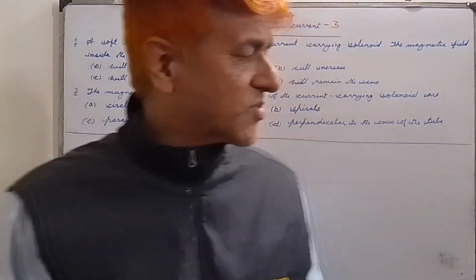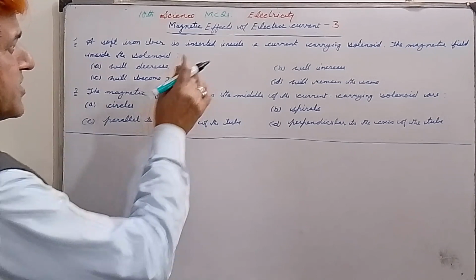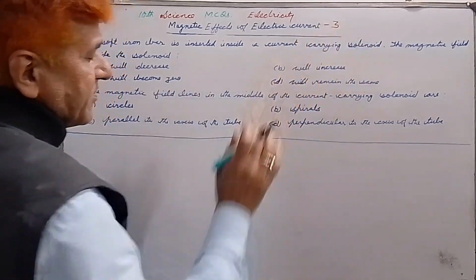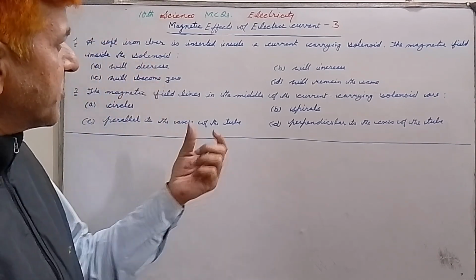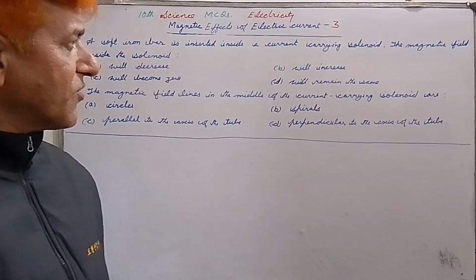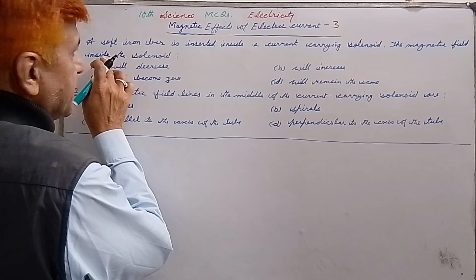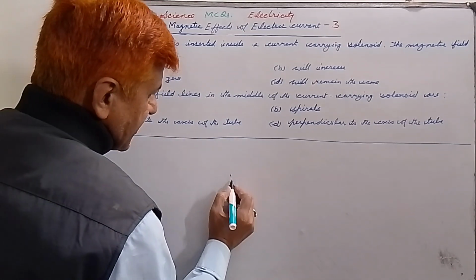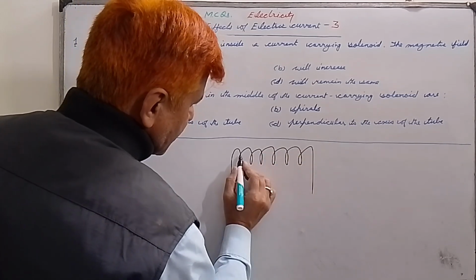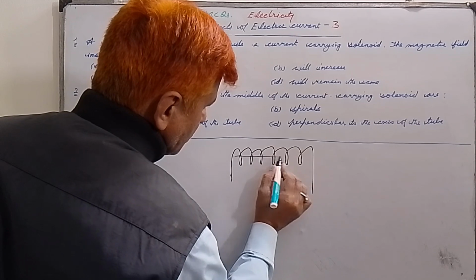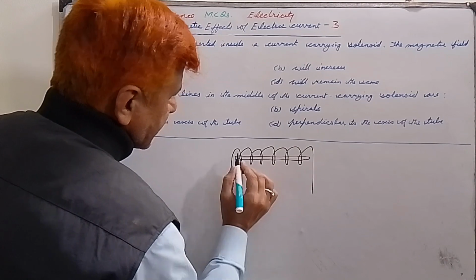The first question: a soft iron bar is inserted inside a current carrying solenoid. That means the soft iron bar is placed inside a current carrying solenoid. You know what a solenoid is. So what happens to the magnetic field inside the solenoid? This is the solenoid, and this is the soft iron bar, placed inside the solenoid.